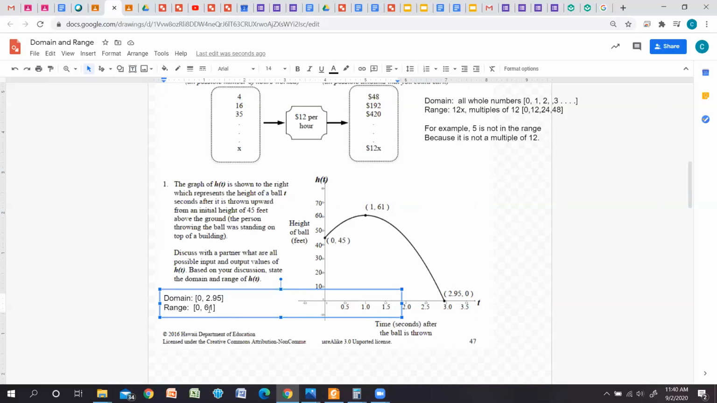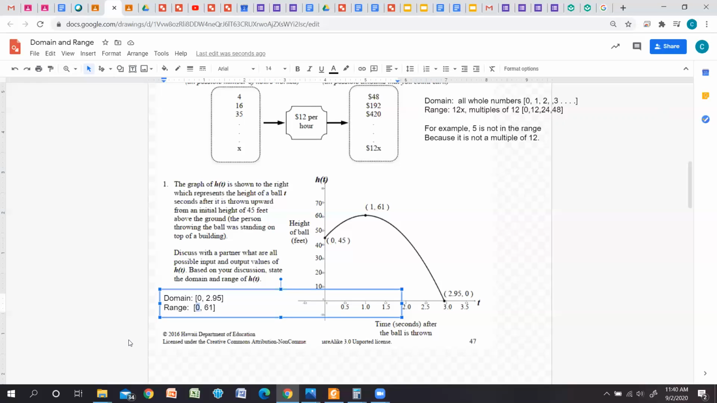As you can see, it can give us information. For example, you want to know how long the ball traveled for? 2.95 seconds. What's the highest the ball was? 61 feet. What's the lowest the ball was? 0 feet. So it gives useful information, and we'll talk much more about domain and range throughout the entire course, but this is just an introduction to it.